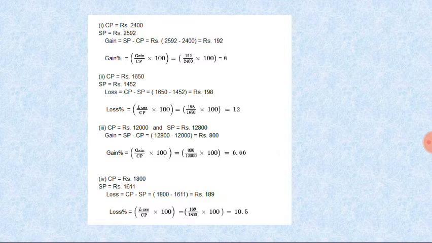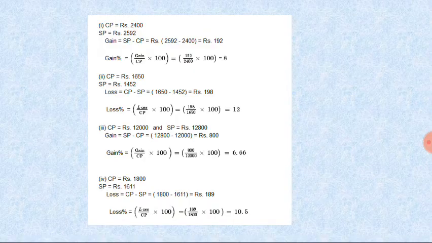Cost price is equal to rupees 1,650. Selling price is equal to rupees 1,452. Loss is equal to CP minus SP. So 1,650 minus 1,452, rupees 198. Loss percentage, loss by CP into 100. 198 by 1,650 into 100. So we get a value 12.